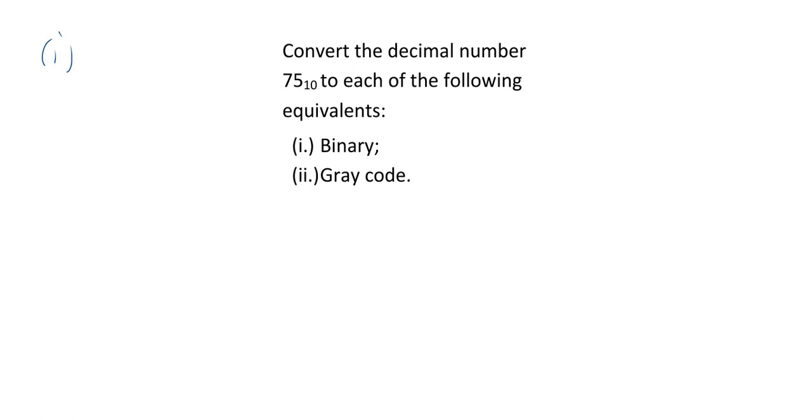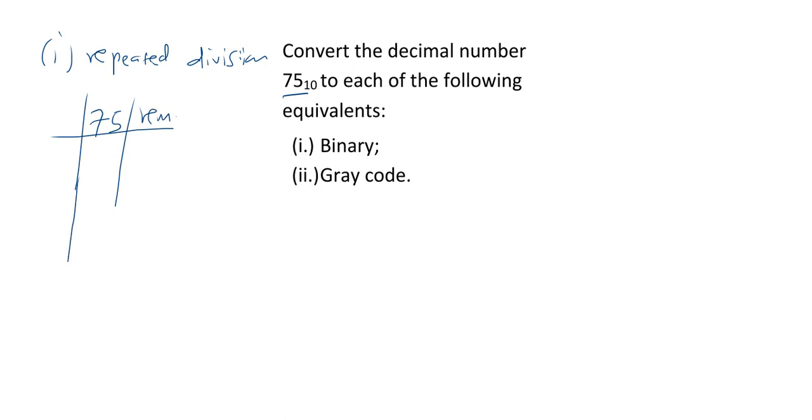When we change base 10 to binary, we can use the method of repeated division by 2. So we divide repeatedly by 2, then we write the binary number formed by the remainders. So we have 75. Here we have the remainder. So we have to divide by 2.